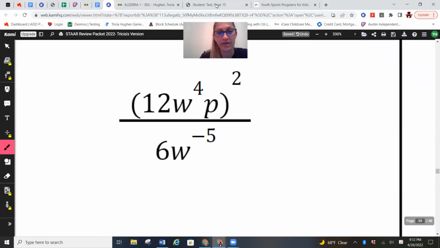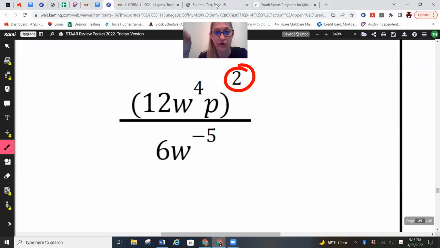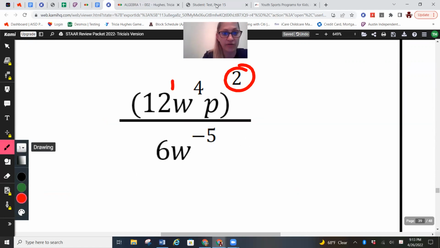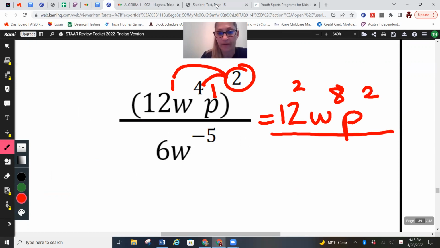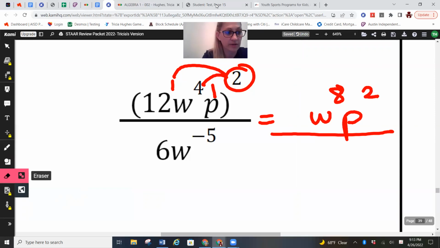For this middle combination, I have to do this first. This says distribute first before you divide me. I need to remember to put a 1 above the 12, and we're going to distribute. 1 times 2 is 2. 4 times 2 is 8. 1 times 2 is 2. I know that 12 squared is really 144.